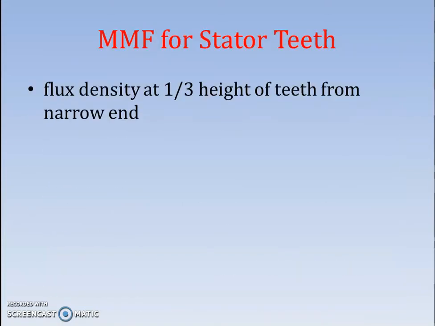So let us see the flux density at one-third height of the teeth from the narrow end. That is the flux density B suffix Ts, for teeth and stator at one-third height, and it is given by this equation: flux phi m divided by slots per pole, multiplied by net iron length, and multiplied by the width of the teeth at the stator at one-third height.